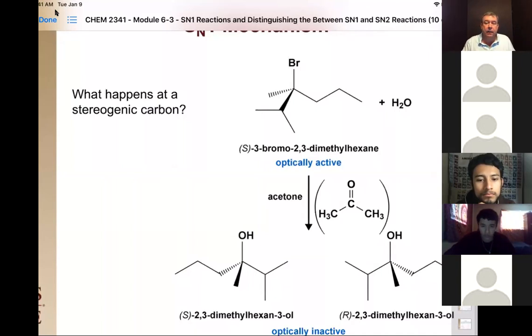If it was S, it's now R. In an SN1 reaction, we get a mixture. So we end up with what we call a racemic mixture, or an equal mixture of the R and the S, and therefore it cancels each other out, so it no longer is optically active.